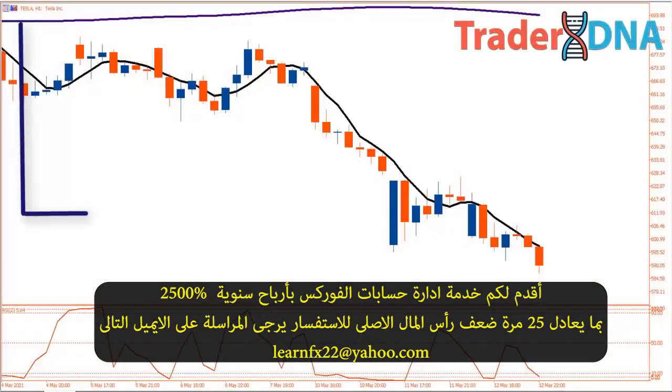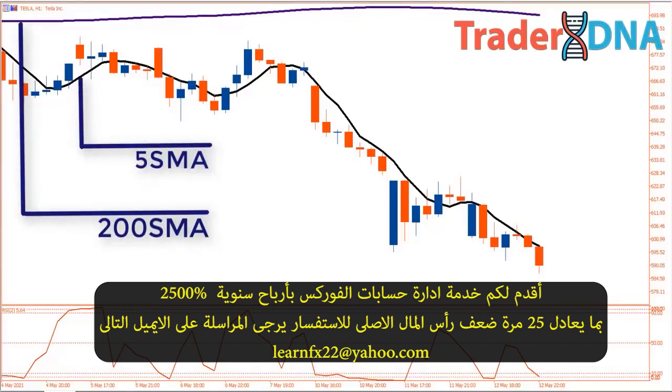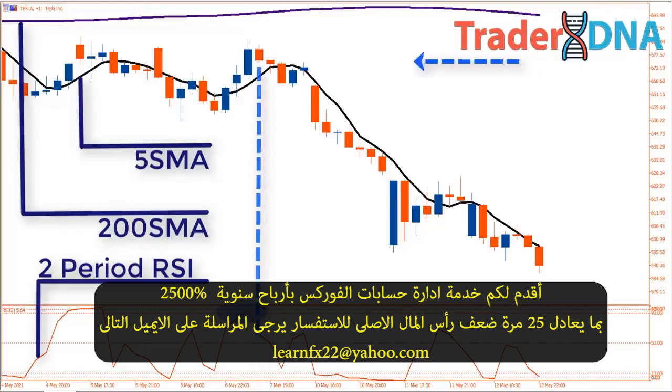In this 1-hour chart of Tesla, we can see the prices are trading below the 200 SMA, hence the longer-term trend is down, and trades are to be considered from the short side only. We go short as the 2-period RSI surges above 90 or 95 overbought threshold limit.